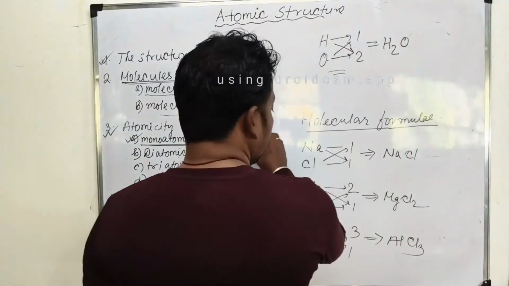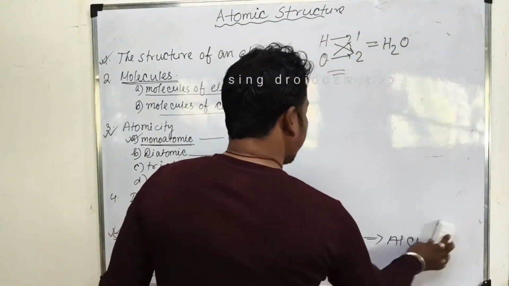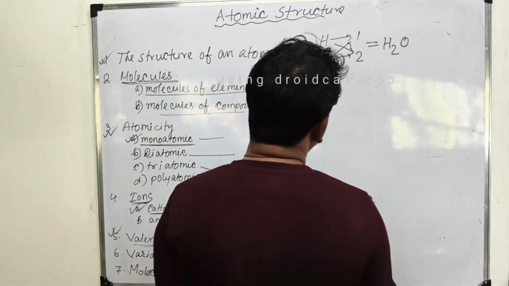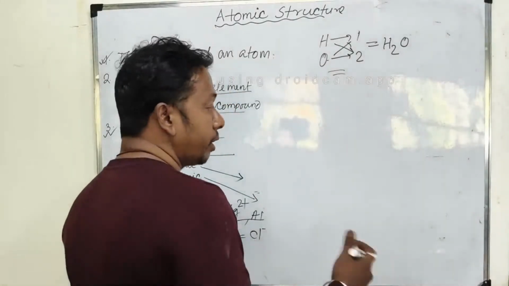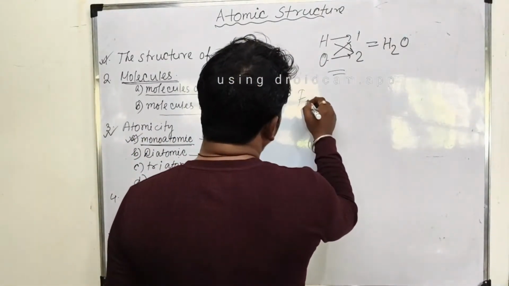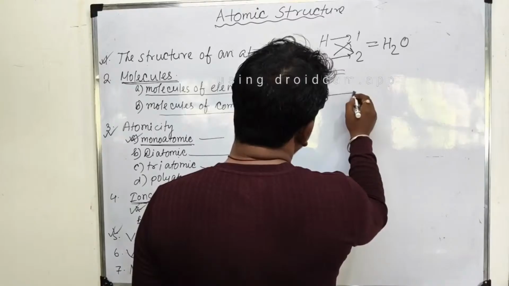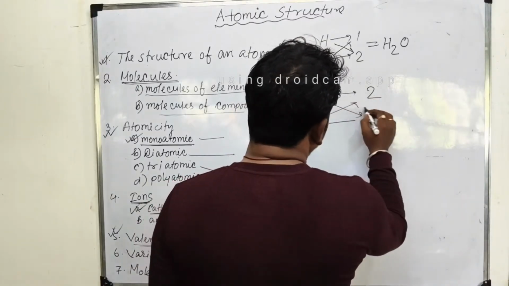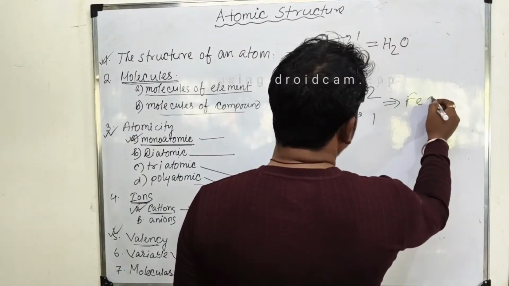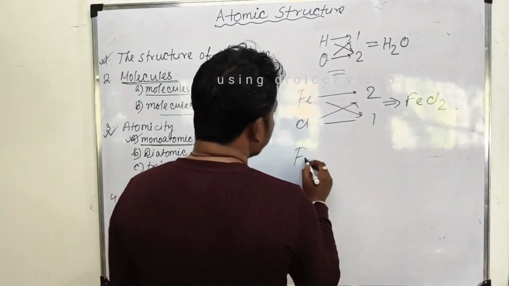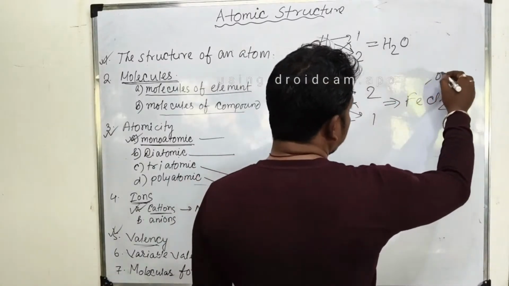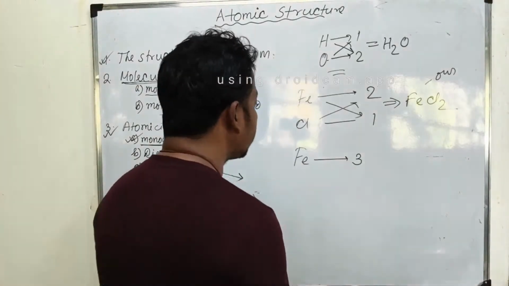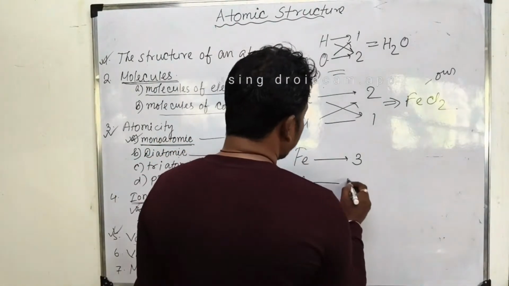Variable valency means the element can show variable electronic configuration or variable valency. That means it can release a number of electrons in a variable way. So think about iron. When iron releases 2 electrons, the valency of iron is 2, and the chlorine is 1. Cross. That is why I wrote FeCl2. This is ferrous chloride.